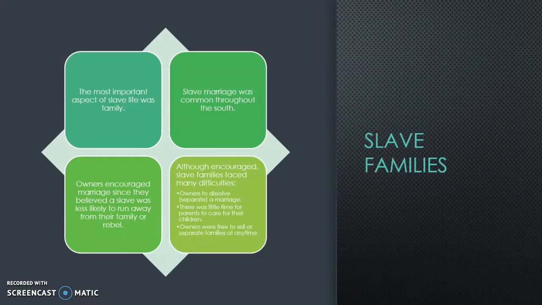But even though they were encouraged to get married, some slave families faced many difficulties. For example, owners could dissolve or separate a marriage. They could say, hey, you're not married anymore, things like that. There was also very little time for parents to care for their children. And a lot of times children were slaves as well, so they were forced to work in the field or maybe work in the house doing different roles. And owners were also very free to sell or separate families at any time. So obviously a very emotional and terrifying thing to go through. Having your wife or husband or children sold from you, that could happen any moment, any time, any day.